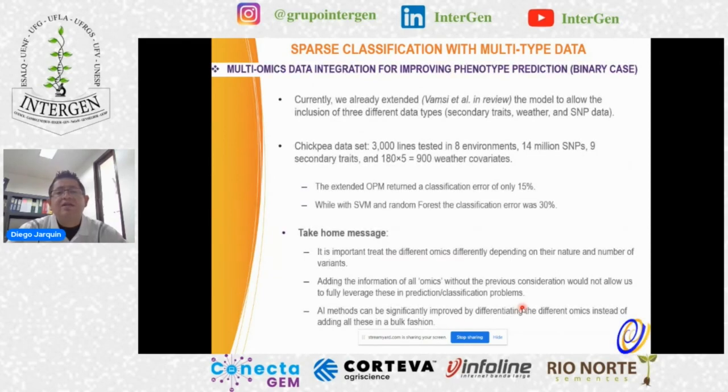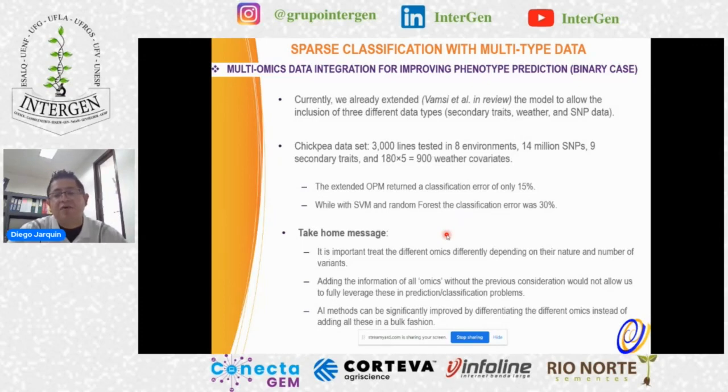Currently, we have already extended this methodology to consider the inclusion of 3 different data types: secondary traits, weather, and SNP data. We use a subset of the 3,000 lines of chickpea tested in net environments, 14 million markers, 9 secondary traits, and 900 weather covariates. The extended one-pass method returned a classification error of only 50%, while the support vector machine and random forest were at 30%. So the take-home message is that it's important to treat the different omics differently depending on the nature and number of variables.